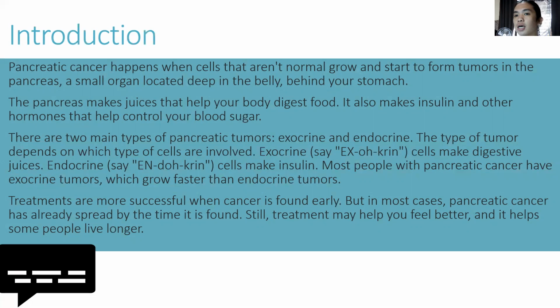So there are two types of pancreatic cancer: exocrine and endocrine. The type of tumor depends on which type of cells are involved. Exocrine cells make digestive juices. Endocrine cells make insulin. Most people with pancreatic cancer have exocrine tumors, which grow faster than endocrine tumors.